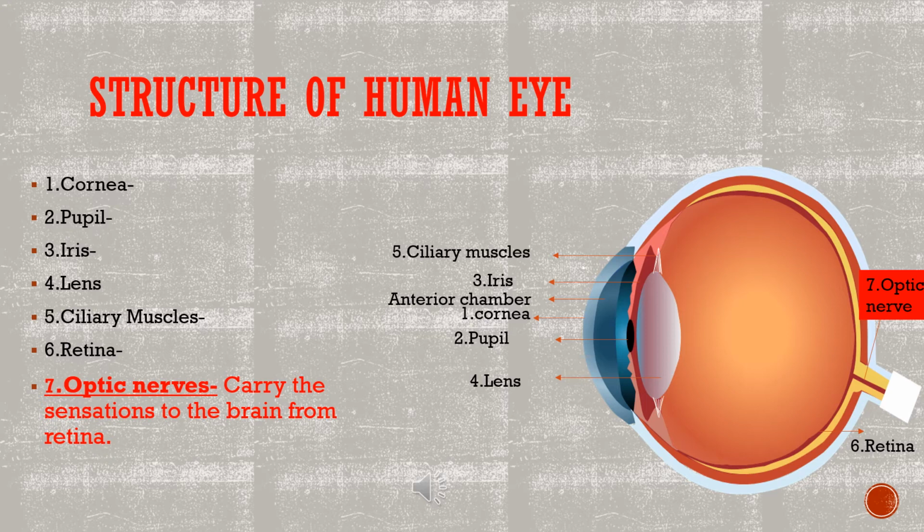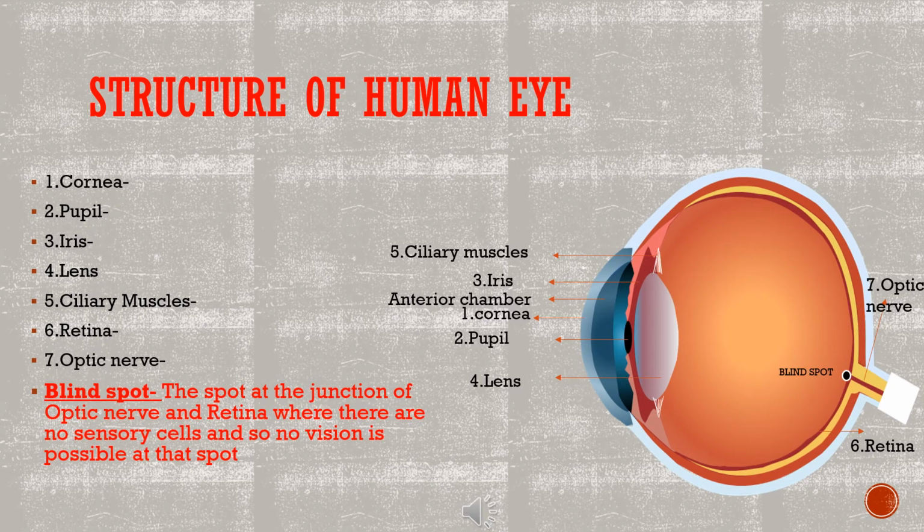Optic nerves are the nerves that carry messages from the retina to the brain. There is one more point we have to remember in the structure of the eye, that is the blind spot.